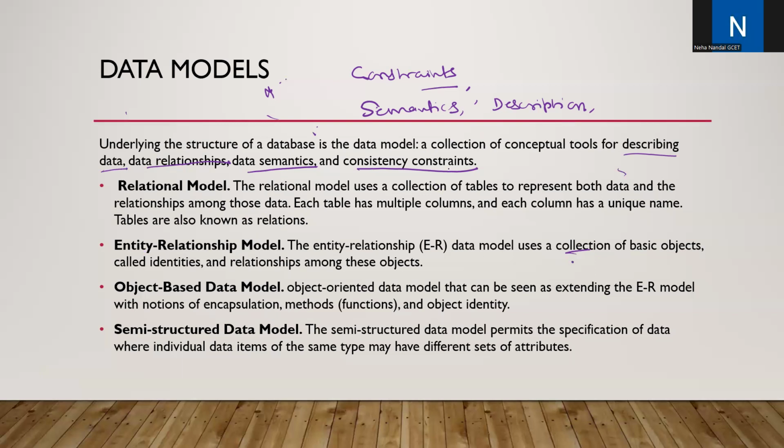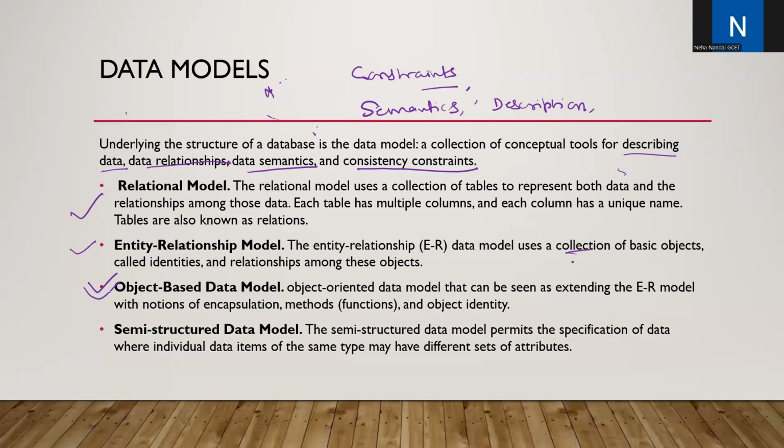There are different types of data models available. Mainly four data models are available with us. First one is the relational model. Second one is the entity model. Third one is the object-based data model. And last one is the semi-structured data model. These are the types of data models available with us. So we'll see one by one what they are.